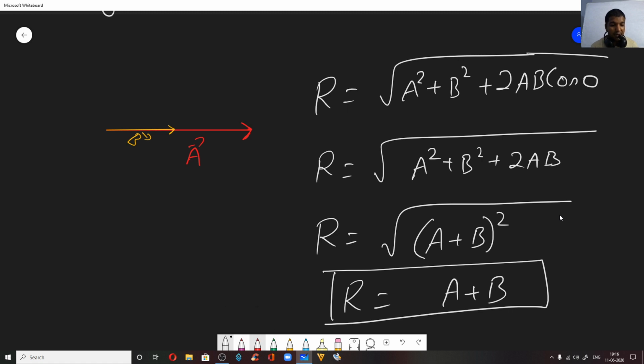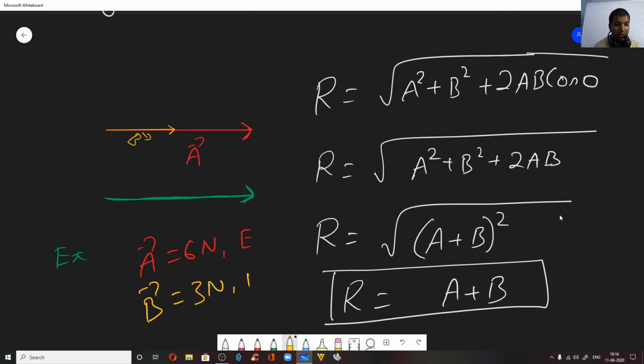So let me write the resultant here. Usually I write it with a green arrow. So the resultant will be the vector sum of A and B. What it actually means is, for example, let me take vector A as 6 Newton, and the direction is east, just by looking at the diagram. Now vector B is say 3 Newton, again towards east. Now what is the resultant?